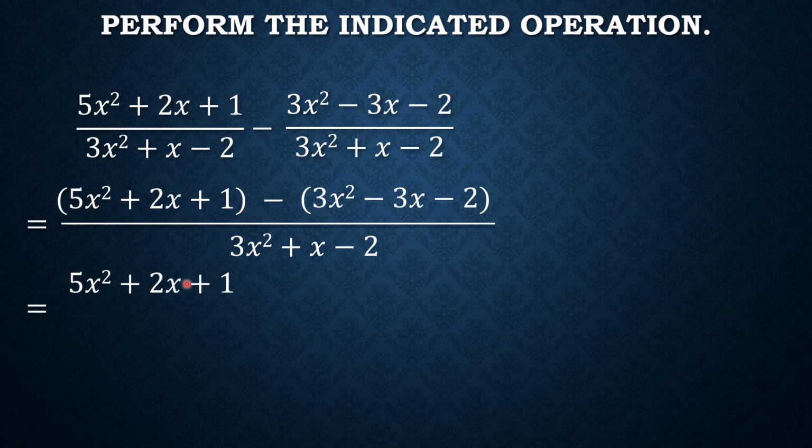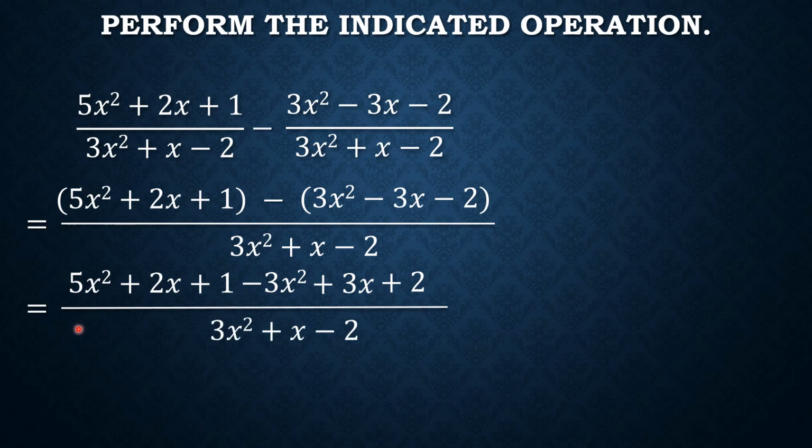So, it's like si negative madidistribute doon sa tatlong terms. Okay, so copy lang ito. And then negative, so we have negative 3x squared. Negative, negative, we have positive 3x. And then negative, negative, we have positive 2. Next is to combine similar terms.